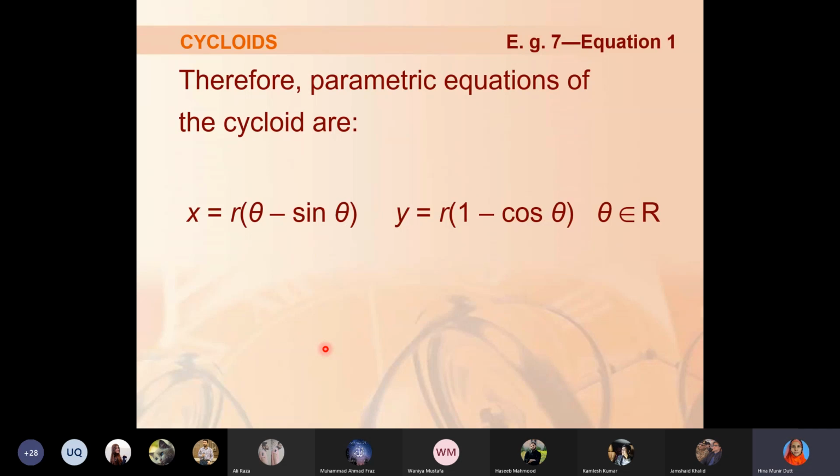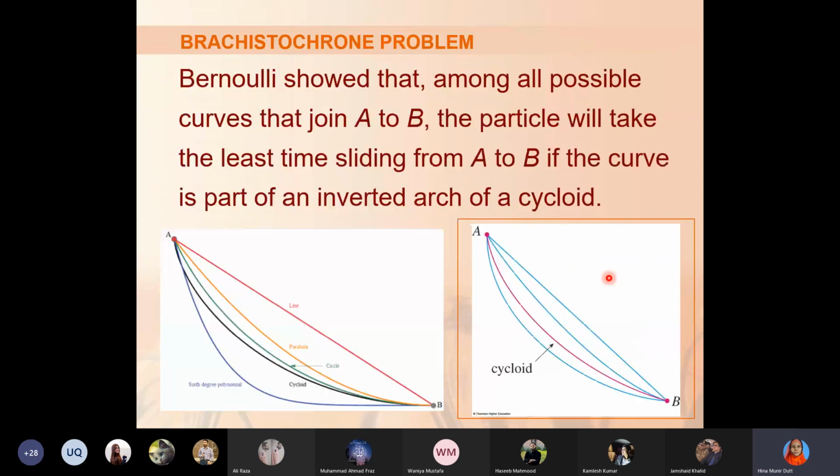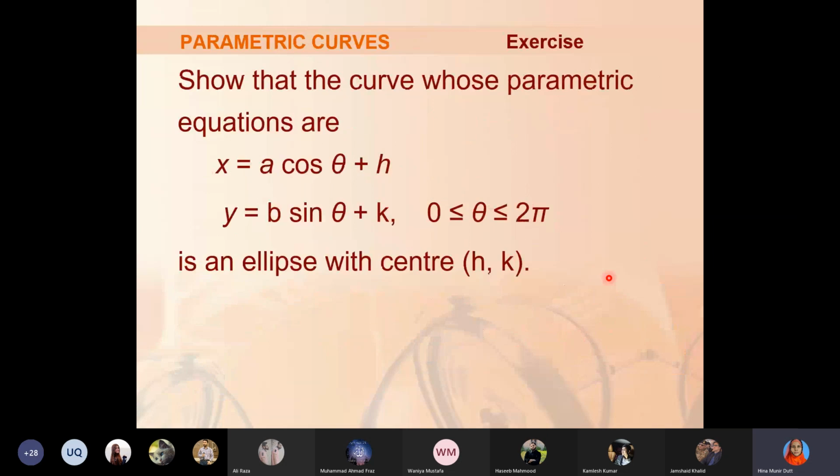Now we have to do all the calculus with this cycloid. That is, we have to find the equation of the tangent line, we have to find the area under this arc, and we have to find the arc length of this cycloid. But before that, you need to do this exercise question: show that the curve whose parametric equations are these is an ellipse with center (h, k). It's very easy to solve.